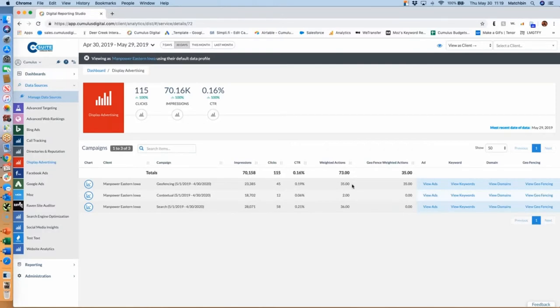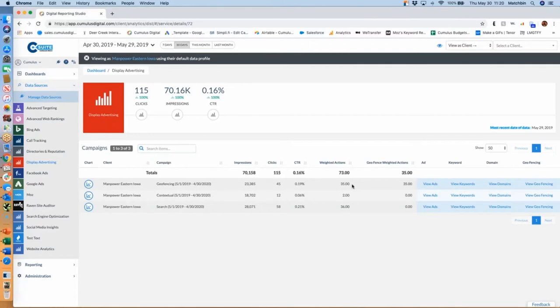One thing I want to point out too, when you're looking at these numbers, they are astronomically huge, which I'm super happy with. Most of the Manpowers that we've started within the first month have been around 20 to 22 weighted actions, people that physically walk in the door. So she must be ecstatic in her territory that 73 people have walked in and we've only been doing this for a month.